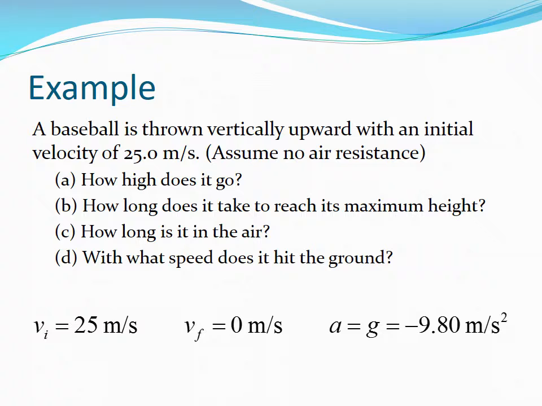We know the initial velocity, the final velocity, and the acceleration due to gravity. Initial velocity is 25 meters per second. The final velocity is 0 meters per second. When it reaches its maximum height, its velocity is 0 meters per second. The acceleration is equal to g, and we call this minus 9.8 meters per second squared. The acceleration is pointed down.